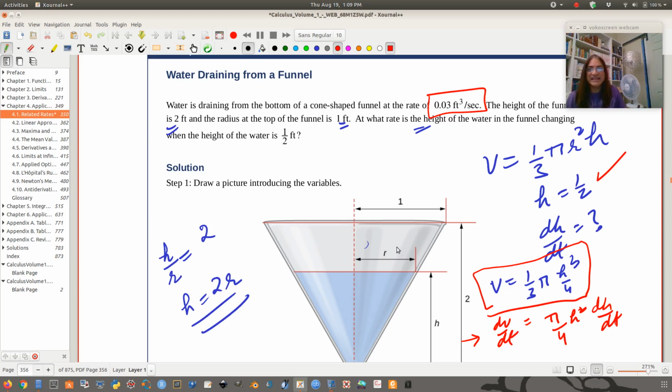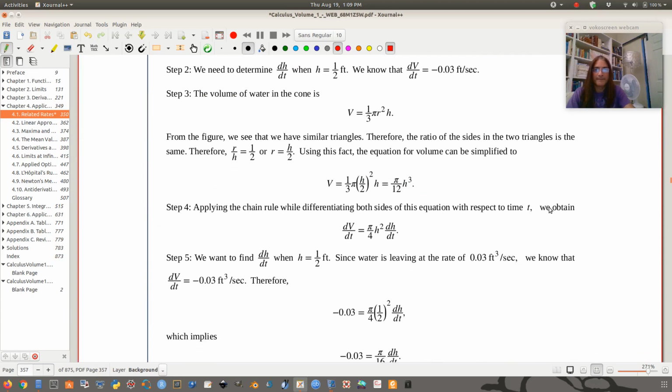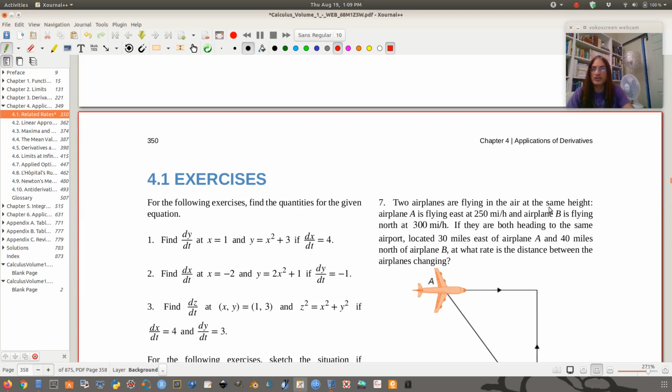So the trick in this problem compared to the other problem was that V was a function of two variables, but R and H were related to each other. So we could write R as a function of H, R equals H over 2. So then V became a function of only H, like the sphere problem where the volume was a function of only radius. So here we made the volume a function only of height. Okay? And that will finish this section.